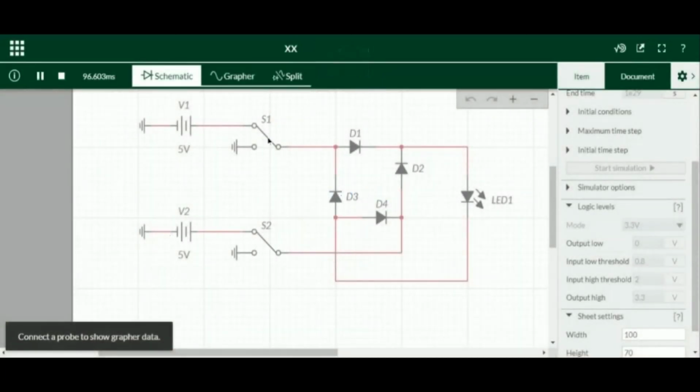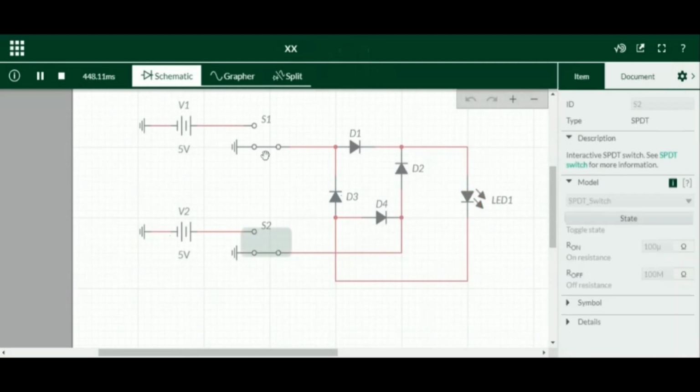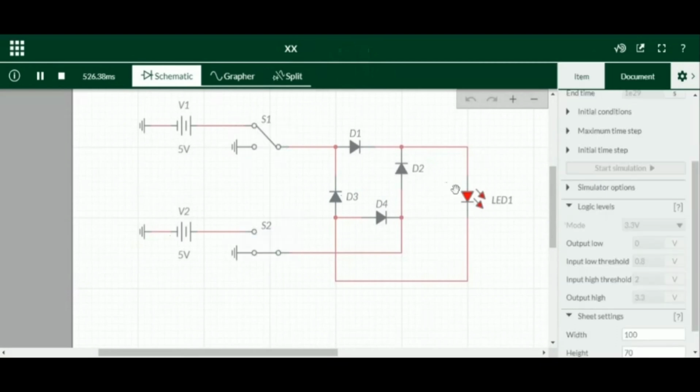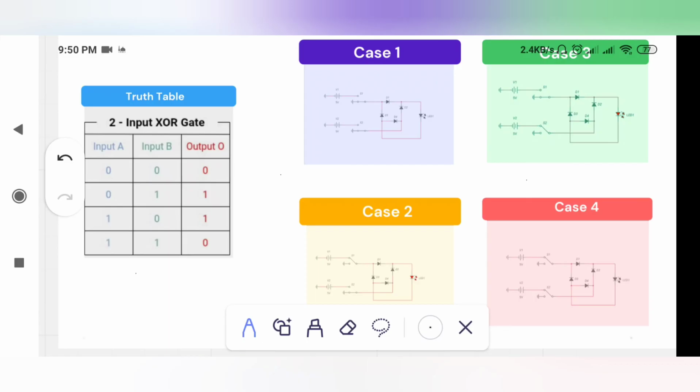This is the simulation. Toggle switches, LED glows. We have seen the circuit behaves like an XOR gate. Let's move forward. Now I will explain the working of this circuit.